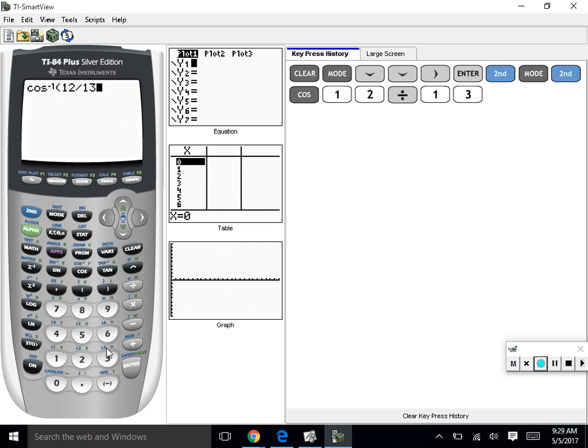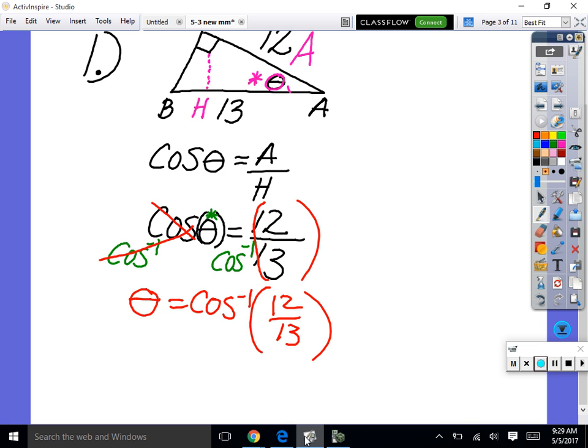So it wasn't hard by any means. Type it in: 22.6 degrees. That angle is 22.6 degrees. So it wasn't super hard or anything. It's just knowing what you're finding. That's our answer. We found theta. That's it. 22.6 degrees. So that little angle right there was actually 22.6 degrees.